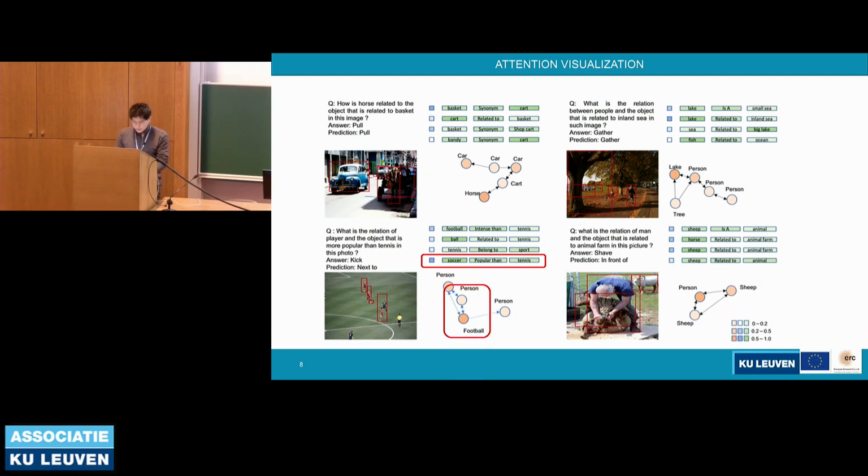And here are the attention weights on the image graphs. Here, football has the highest attention weight. So this attention visualization shows that our model can understand the knowledge and also the images, and then do the reasoning in a logical way.